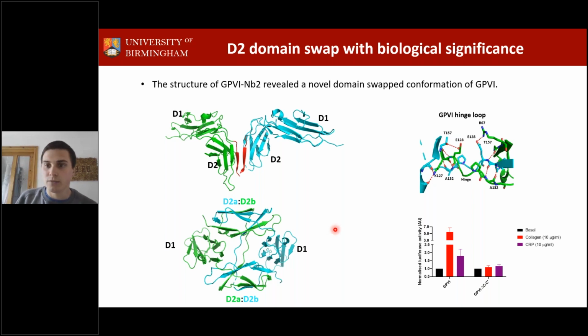effects with this truncation. And what I show is that the wild type protein, and again, this is an NFAT signaling assay where I can detect GP6 signaling in cells, in the presence of collagen and the collagen peptide mimetic, we get an increase in signaling. However, with the truncated mutant, we get no signaling at all. So this is essentially a signal dead mutant, which potentially shows that this domain swap is a biologically active conformation of this receptor.